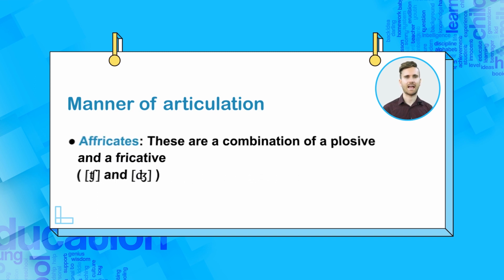3. Affricates. These are a combination of a plosive, which means that firstly the air is completely blocked, and then a fricative immediately afterwards, which means that secondly the air is slowly released with friction due to being limited by the articulators. This is why the IPA symbol for affricates contains a plosive symbol and then a fricative sound. The English affricates are ch and j.